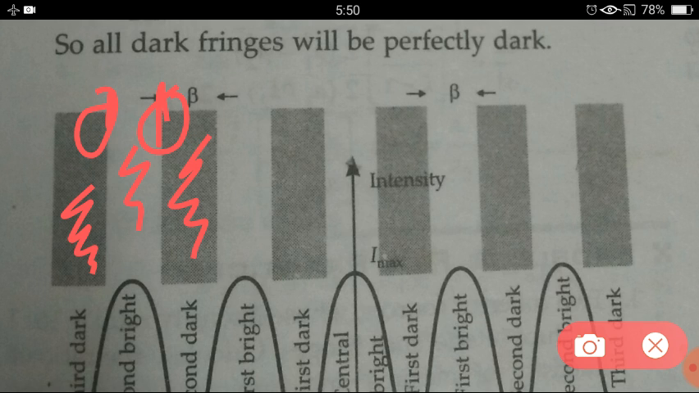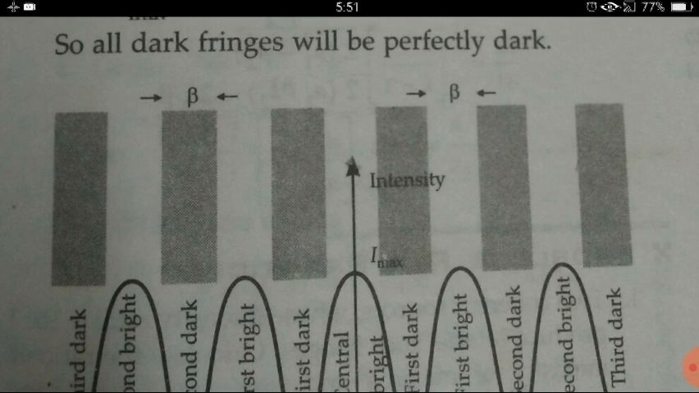So if we find out the distance between two successive dark fringes, we can find out the width of the bright fringe. Similarly, if we find out the distance between two bright fringes, this is one bright fringe, this is one bright fringe, we can find out the width of one dark fringe.